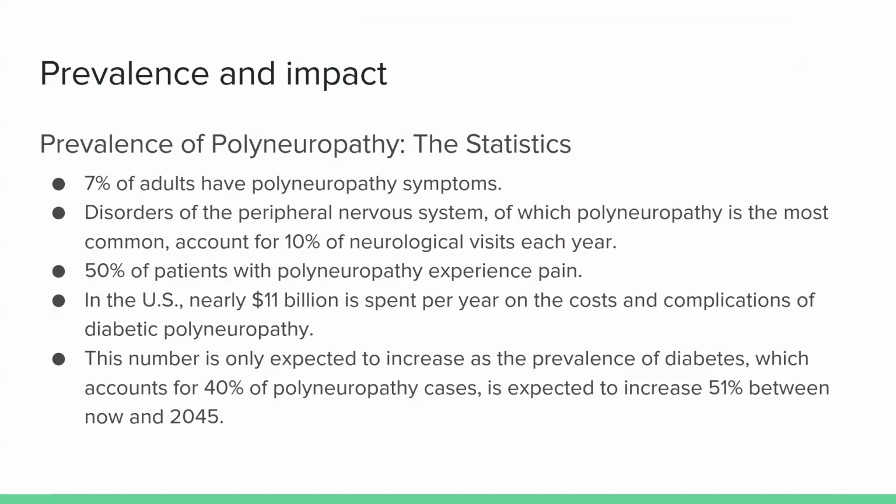So on prevalence and impact, about 10% of adults have neuropathy. It accounts for about 10% of all visits to the neurologic clinic each year. Up to 50% of patients will have pain because of polyneuropathy, and this can be very disabling and excruciating, and it's very expensive. The US alone spends about $11 billion per year treating the complications of diabetic polyneuropathy. And this is only expected to rise with the incidence of diabetes, which is also increasing in our country.